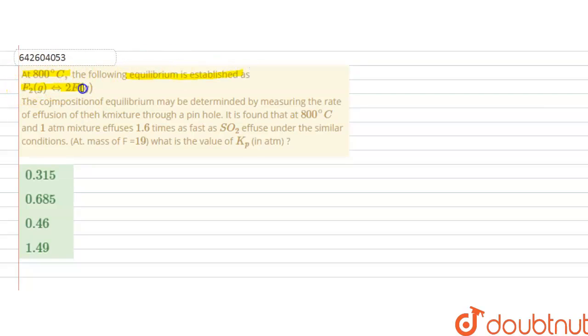Hello students, the question is: at 800 degrees Celsius, the following equilibrium is established: F2 gaseous forms 2F gaseous. The composition of the equilibrium may be determined by measuring the rate of effusion of the mixture through a pinhole. It is found that at 800 degrees Celsius and 1 atmospheric pressure, the mixture effuses 1.6 times as fast as SO2 effuses under similar conditions. The atomic mass of fluorine is given as 19. What is the value of Kp in atmospheres?